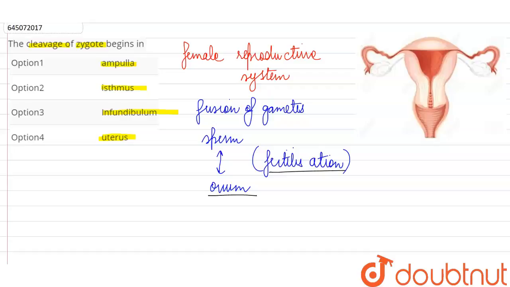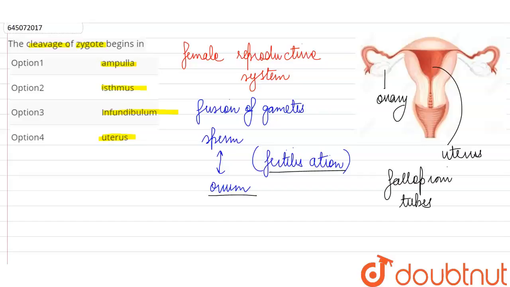So this ovum is actually present in the fallopian tube or the oviduct. We know these are paired structures. These are accessory ducts of the female reproductive system which are going to connect the ovary that produces the egg to the uterus, which is the site of implantation of the embryo. So what is going to happen?